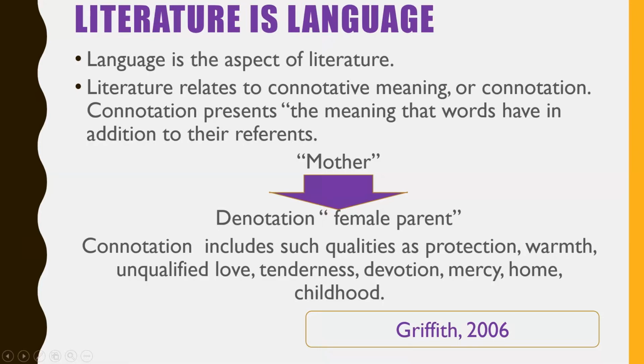For example, the word mother. Denotatively, mother is female parent, but connotatively, it can be interpreted as having the qualities as protection, warmth, unqualified love, tenderness, devotion, mercy, home, and childhood.